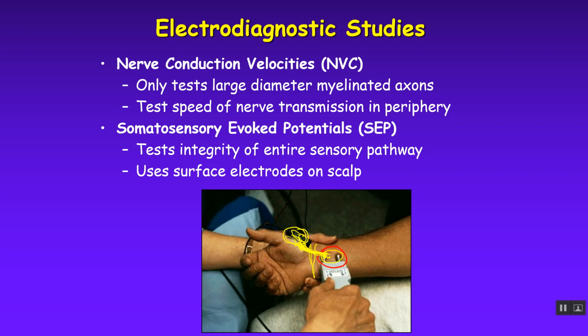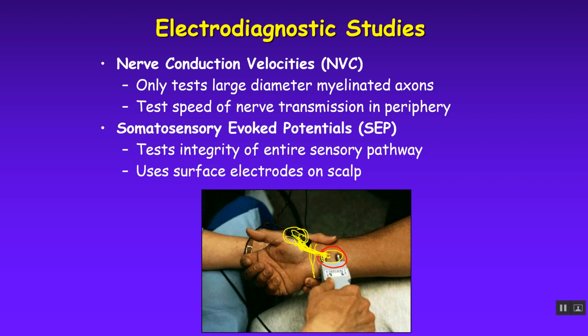You measure that distance, so it gives you a velocity, how fast that signal traveled that little distance through the carpal tunnel, and see if the median nerve is being impacted at the carpal tunnel. And then it compares that to normative values, and they can tell you how impaired that nerve conduction is.